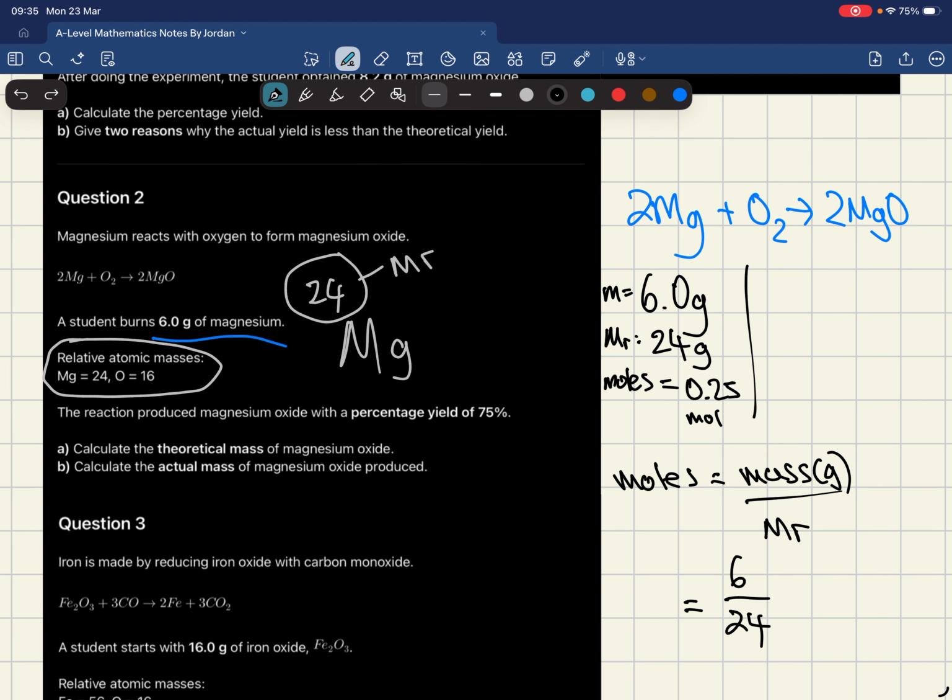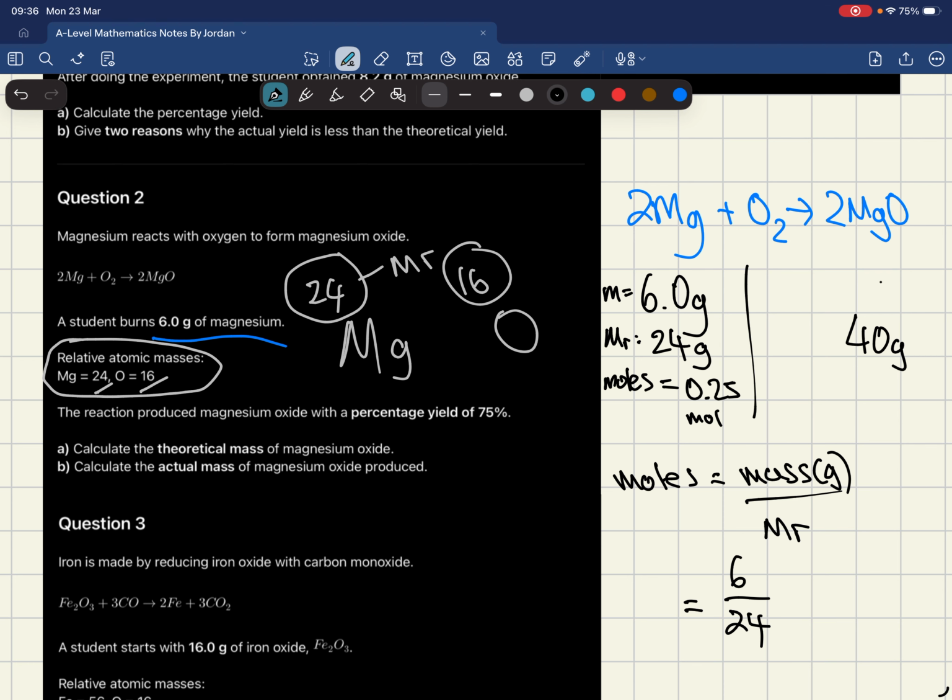Then I need to work out the one for magnesium oxide. So obviously we don't know anything about the mass for magnesium oxide. MR we can work out. So we've got Mg and O. Mg's got 24 above it, and you can see oxygen here, as they've written, is a 16. So it's 16 and 24. Okay, so add those together, giving you 40 for magnesium oxide.